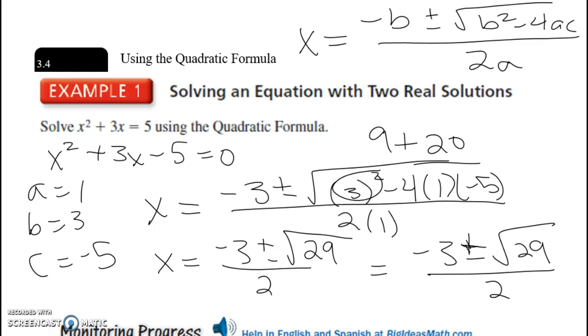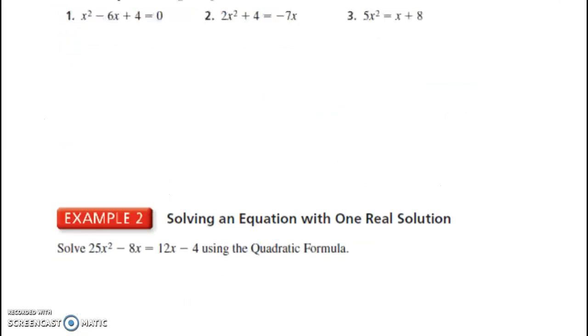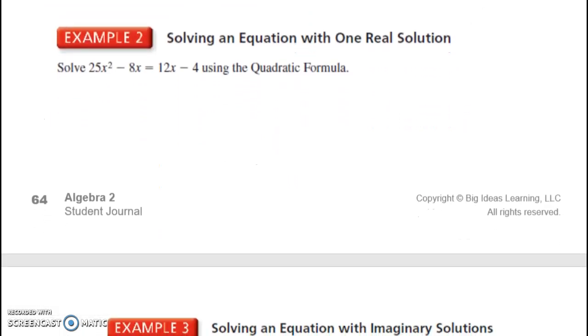Now for big ideas, you may have to split your answer into separate solutions. So write negative 3 plus radical 29 all over 2, and then your other solution will be negative 3 minus radical 29 all over 2. You can then enter each of those answers into a calculator to get the decimal forms if needed. Let's move to example 2. In example 2, if you read the title, we're going to be getting 1 real solution. So let's see what that looks like.